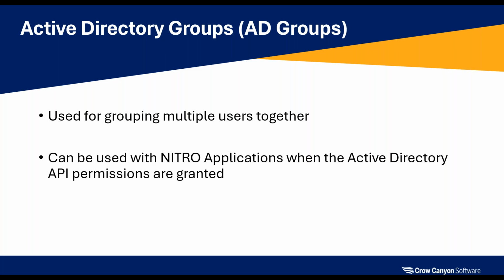Active Directory groups can be used directly with NITRO applications and NITRO sites, but only when you have the Active Directory API permissions enabled. That's a special permission, usually granted by whoever the tenant admin is. If you want to use Active Directory groups, NITRO should be able to read the membership of that group to know that the person accessing the content in the NITRO application is supposed to be able to access that content.